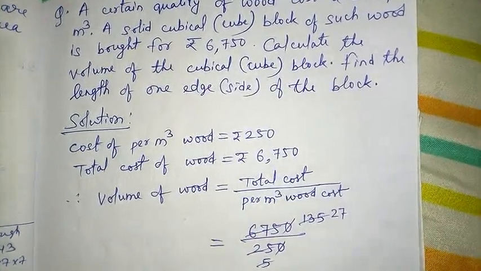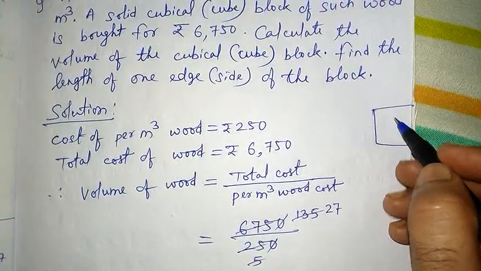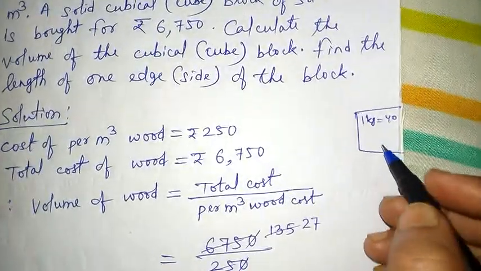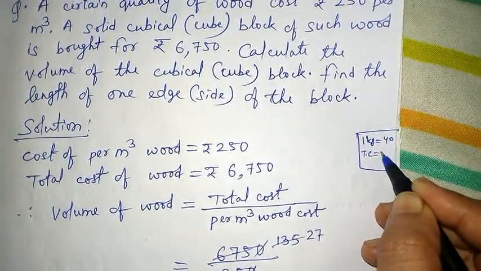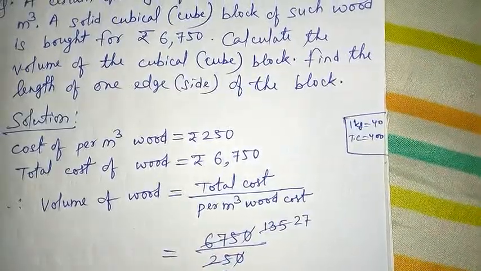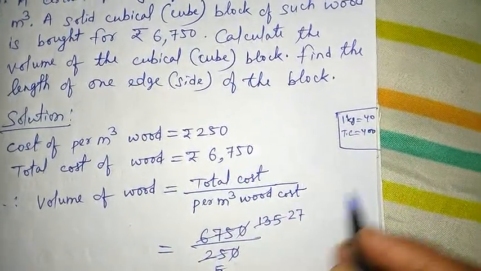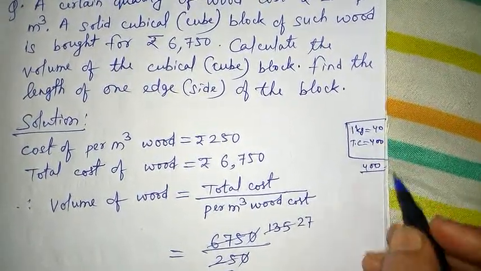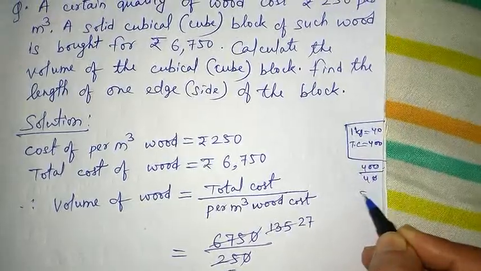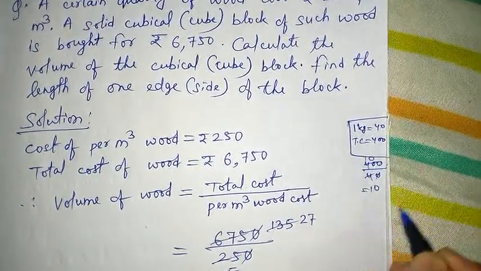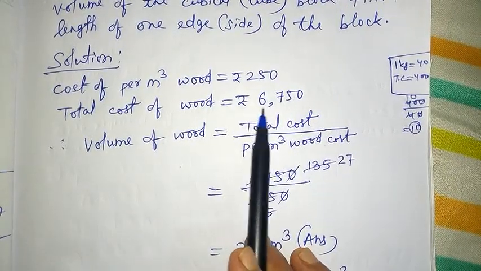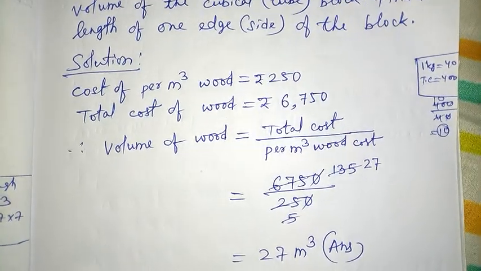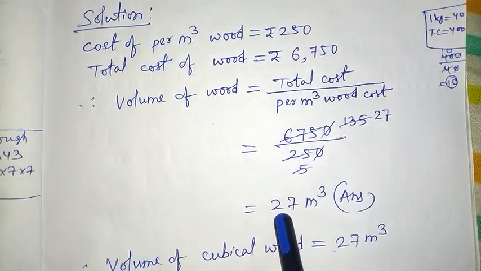For example, children, one small example I want to give. Suppose 1 kg potato cost is 40 rupees, and the total cost is 400. That means how many kg of potato have you purchased? You have purchased 10 kg. How? The total cost is 400 and the per kg cost is 40. If you cancel them, it will be 10 only. So it is the same thing. The total cost is this and the per meter cube cost is this. So if you divide both, the answer will be 27 meter cube.